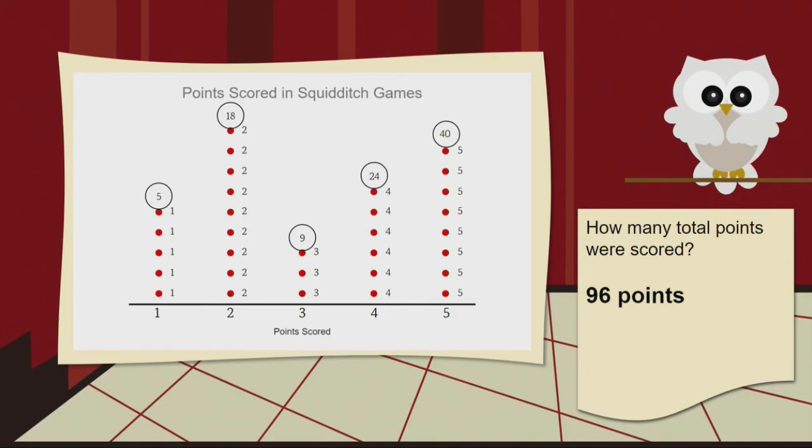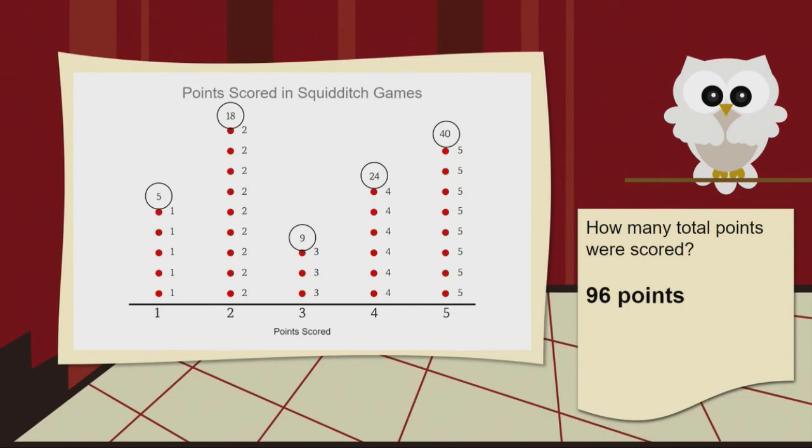And you can see I've done the rest of those. So in the fourth column, each dot is worth 4. So add those up or multiply, you get 24. All of these in the last column are worth 5 points. Add them up or multiply, and you get 40. Now we can add up all the points.